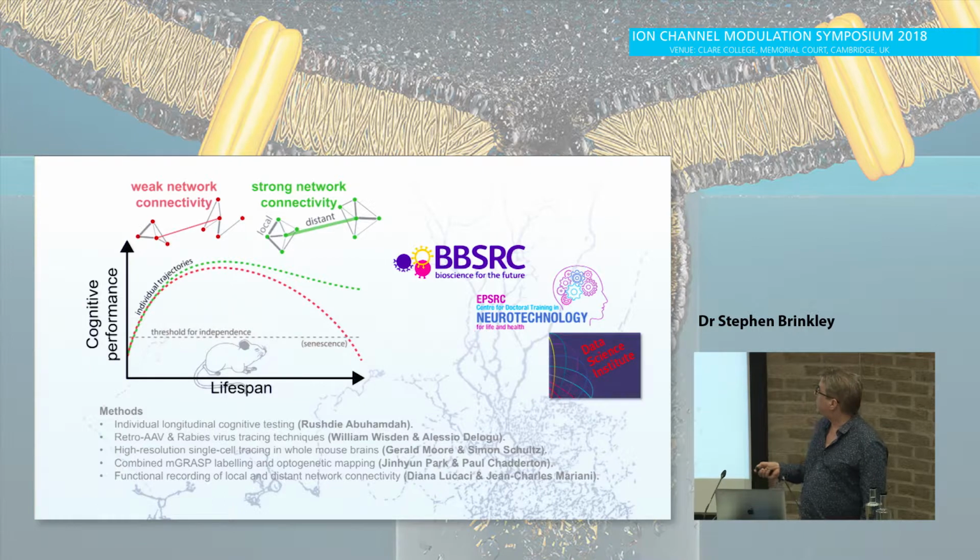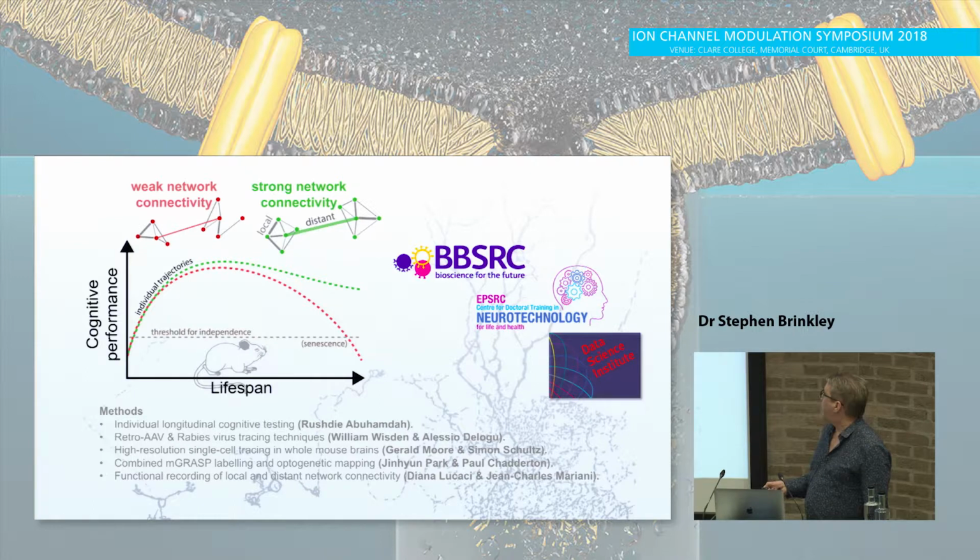I'm going to talk to you about the individual longitudinal cognitive testing we're doing. And this is done by a postdoc, Rushdie, in collaboration with Paul Shazot's group in Durham, who developed the test we're doing. We're combining this with retro-AAV and rabies virus to look anatomically at the connections between brain regions, using high-resolution single-cell tracing in whole mouse brains, using a system called the TissueCyte, and I'll take you through that as well.